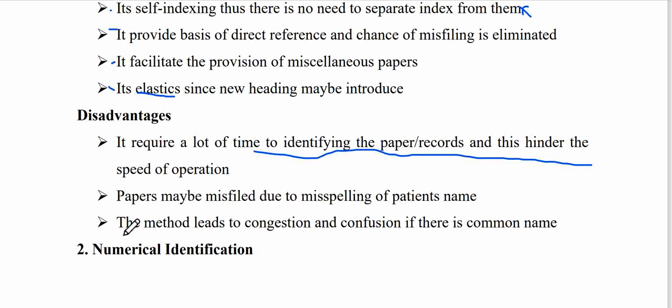Then the other one is that the method leads to congestions and confusions if there is a common name. So congestion of the files within one area is possible. Why? Because if you have 1,000 members whose names begin with letter A, there is no way you can take them to the group of letter C. Even if you see there are only 2 records, you cannot take them there. That will lead to congestion.